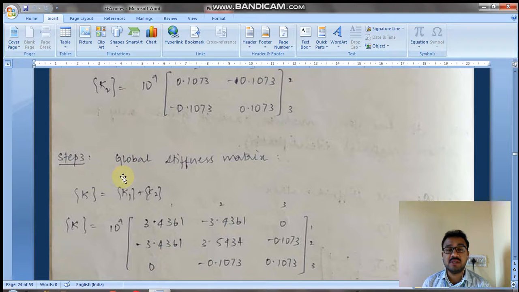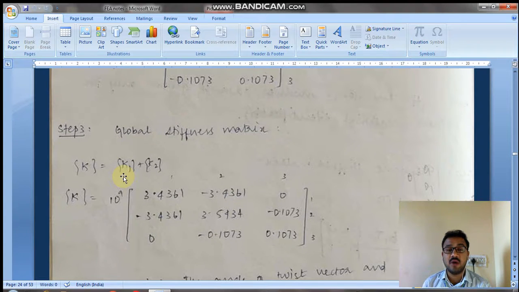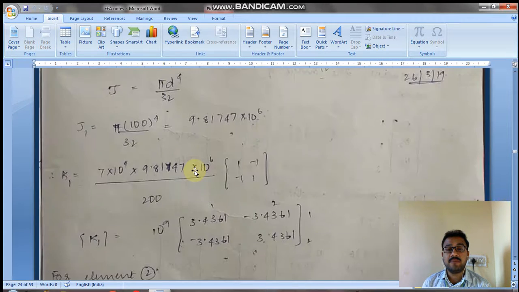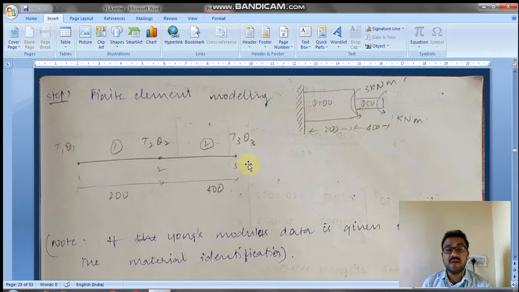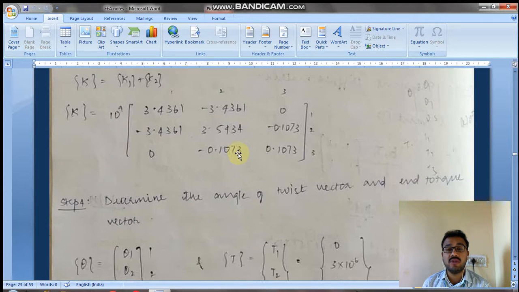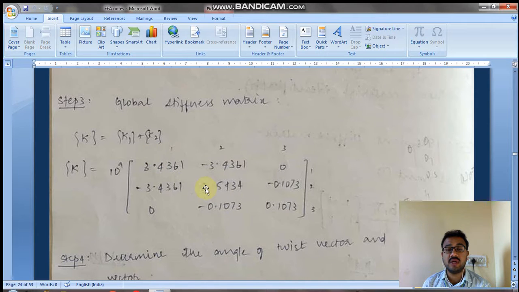The next step is the global stiffness matrix, where I'll be assembling all the element stiffness matrices. First I'll be looking at my modeling. It is having 3 nodes. Since each node is having 1 degree of freedom, the order should be 3 into 3. So here also I'll be going with the same thing. 1 2 3, 1 2 3 I'll be writing. I know how to add up the locations, that is 1 1, 1 2 and 1 3. The same way I'll be following for solving all the problems.